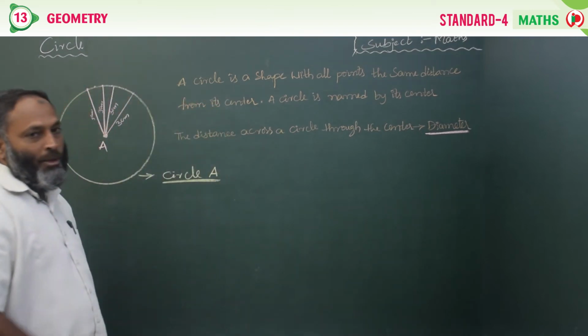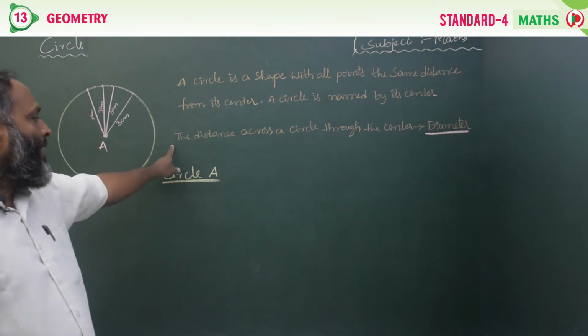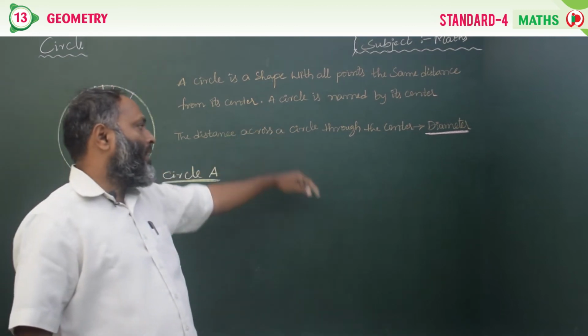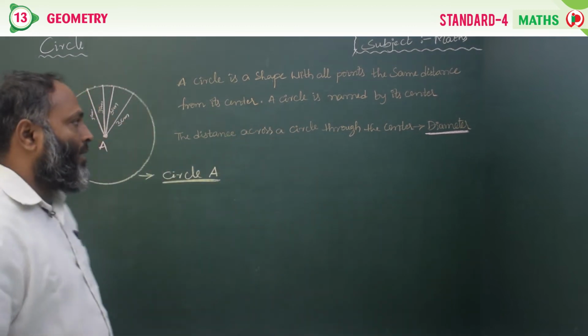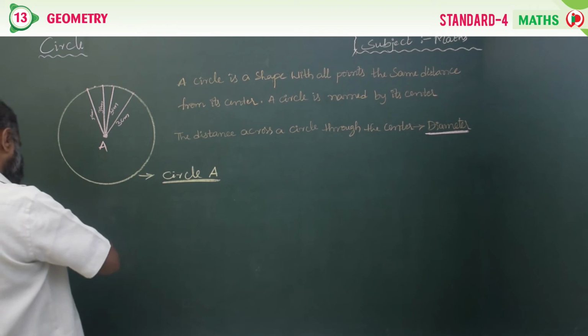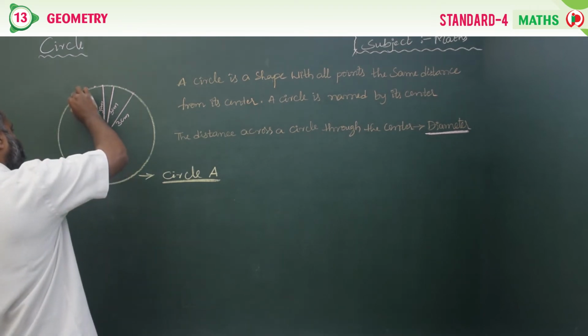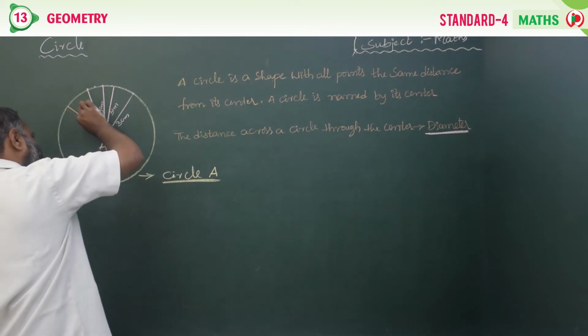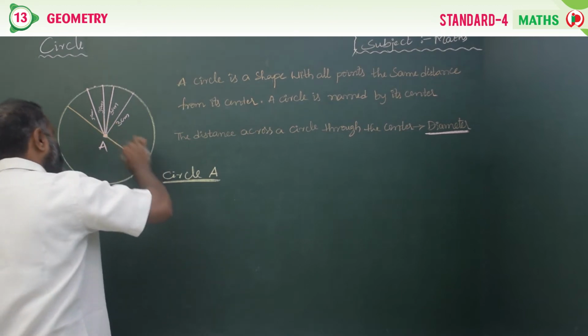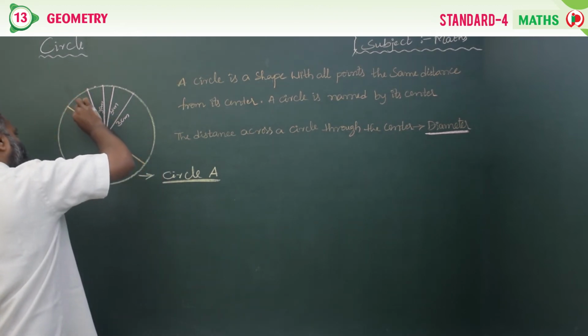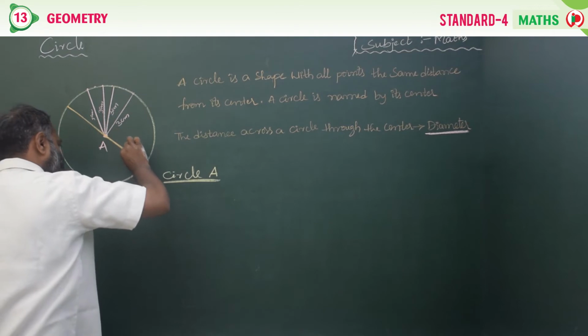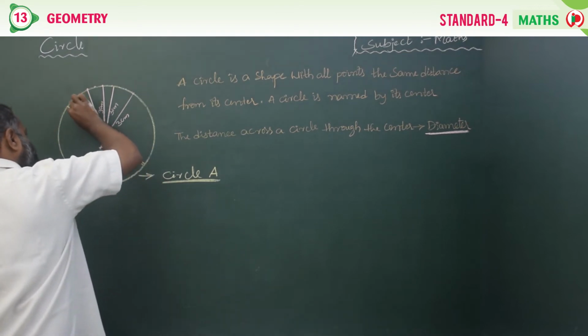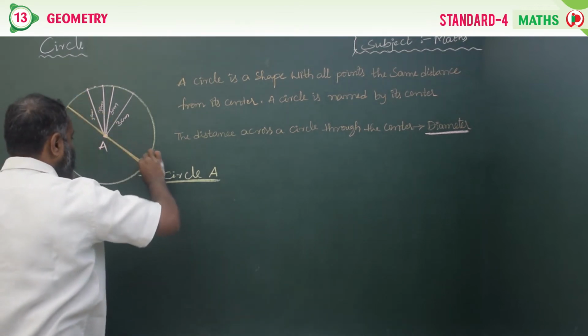So what is a diameter? The diameter is a distance across a circle through the center. This is a diameter. Diameter is a line, is a distance. Diameter is a distance across a circle through its center.